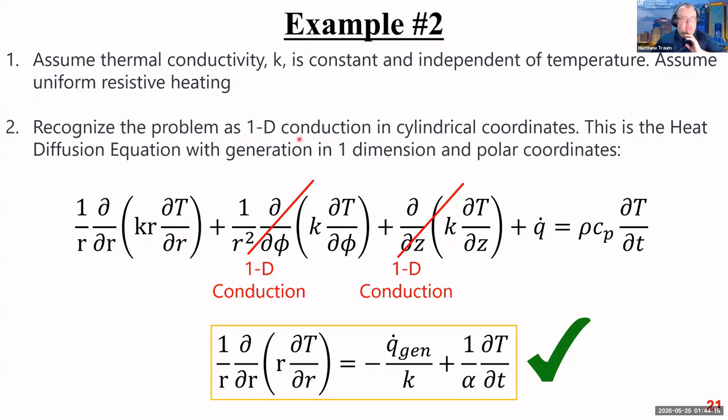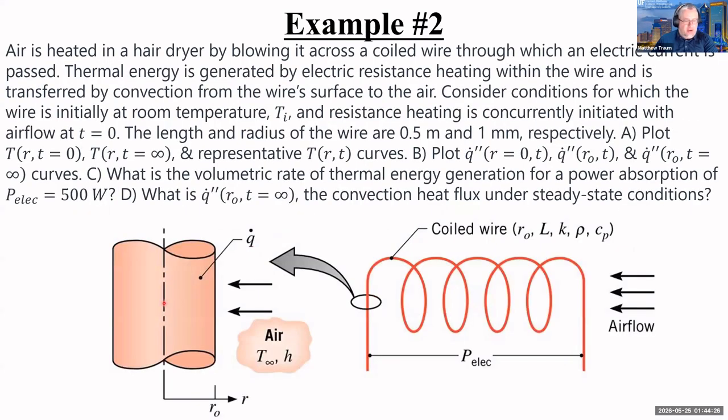Okay, so it's still one-dimensional conduction, and it's the heat diffusion equation with generation, and it's still in one dimension, right? Because if we look back, we're talking about the heat transfer in the radial direction. There's no heat transfer up and down the coil, and there's no heat transfer azimuthally in the theta direction or the phi direction around the axis of the coil. It's just heat transfer from the center outwards, right? So that's still one-dimensional heat transfer, although it's in cylindrical coordinates.